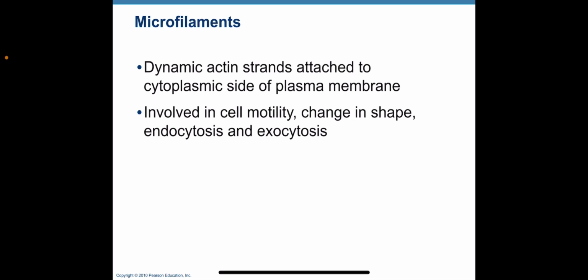So microfilaments are dynamic actin strands attached to the cytoplasmic side of the plasma membrane. These are mostly involved in cell movement as well as changing shape. They also assist in endocytosis and exocytosis. Once again, that's still changing the shape of that plasma membrane.